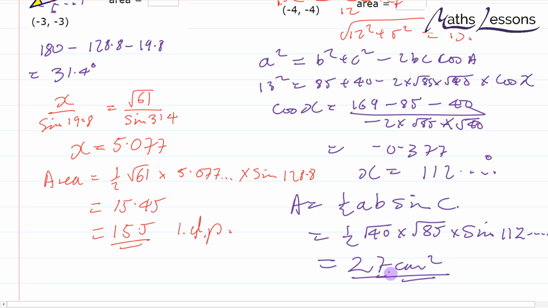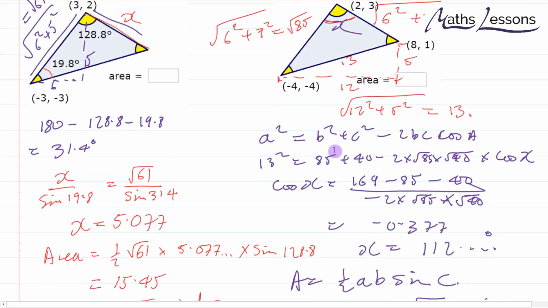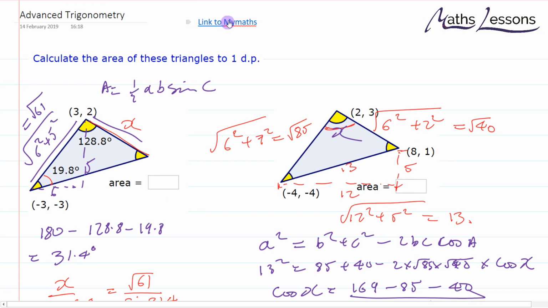Okay, and for accuracy's sake, to 1dp, 27.0. Okay, now that's the only my maths bit, and this is something from a previous section that we did.